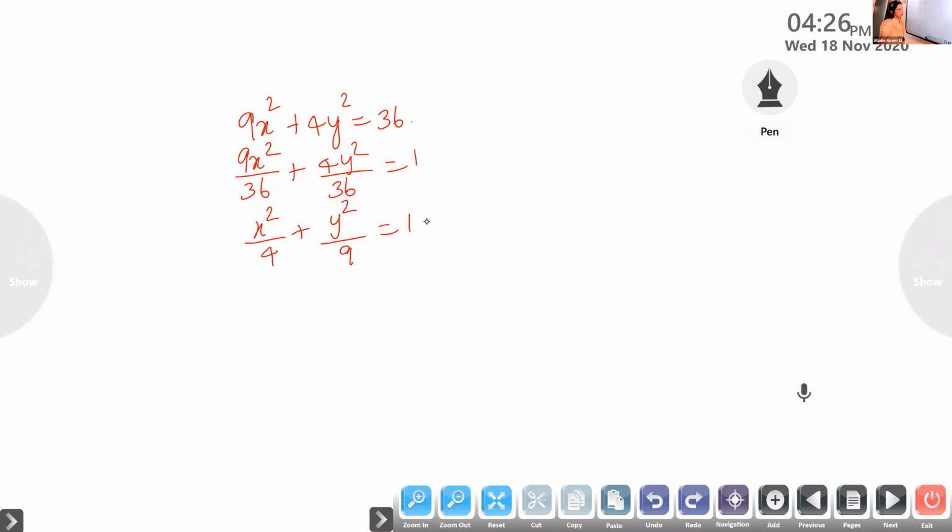So comparing this, we will get x squared by 4 plus y squared by 9 is 1. So which is the major axis here? The major axis is the y-axis. So we can compare it with the form x squared by b squared plus y squared by a squared is equal to 1, not x squared by a squared plus y squared by b squared is 1. So comparing, you will get b squared is equal to 4, a squared is equal to 9.